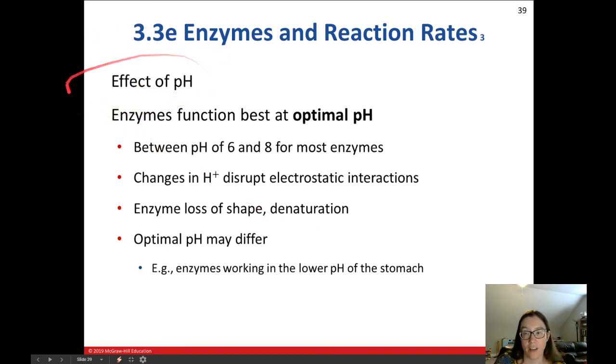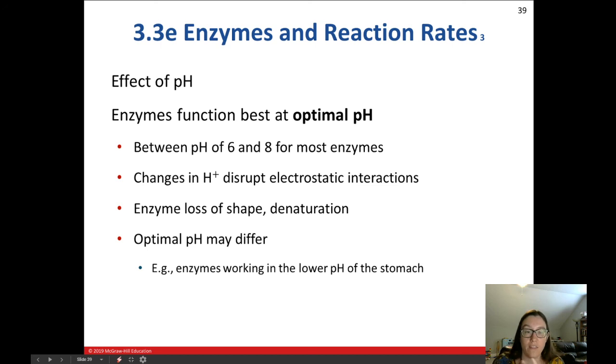pH is also a big effector in how the enzymes work. And so enzymes are going to function best at their optimal pH. And so normally, the pH of the blood, as we talked about in chapter 2, is around 7.35 to 7.45. And so since most of our enzymes are going to be found in the blood and body tissues, which are around 7.35 to 7.45, most of our human body enzymes work best somewhere between a pH of 6 and 8. And if we change the pH a lot, it's going to disrupt the electrostatic interactions that hold the three-dimensional protein shape, and it can cause it to denature again.